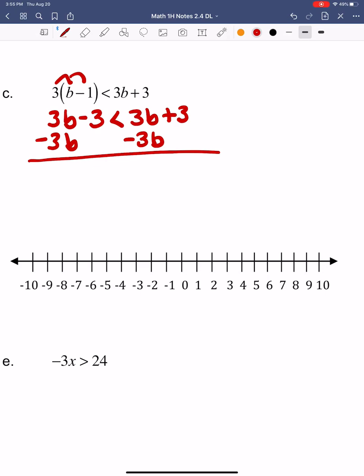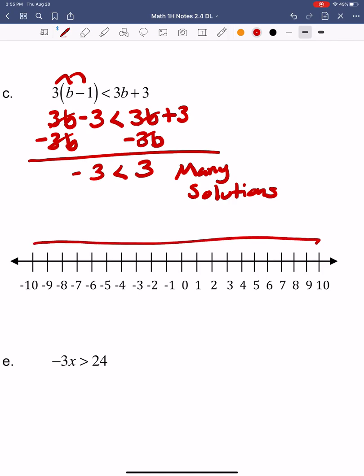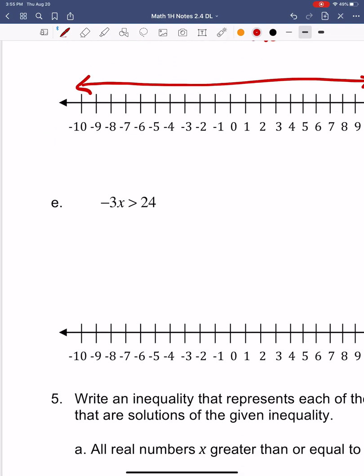The b's are going to cancel out there again. And I get negative 3 is less than positive 3, which is true. So that's going to be many solutions, because negative 3 is less than positive 3. So then we would have our arrow going in both directions here. All right, I'm going to skip letter D. I'm going to go down to letter E.